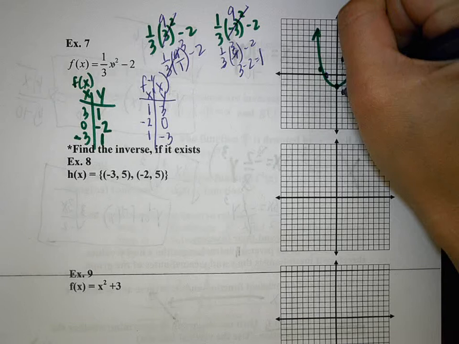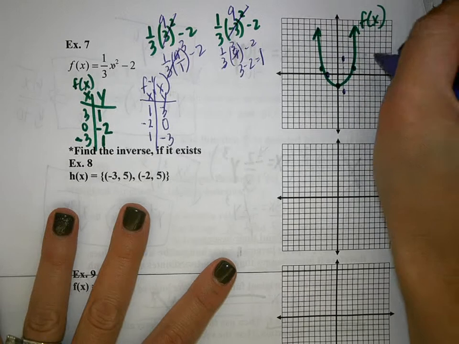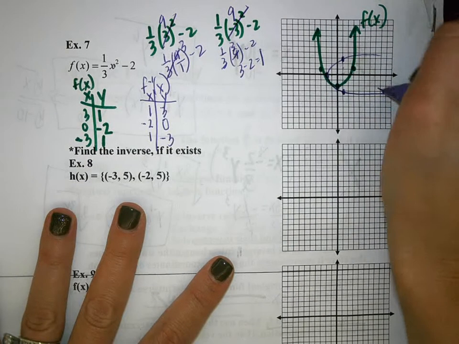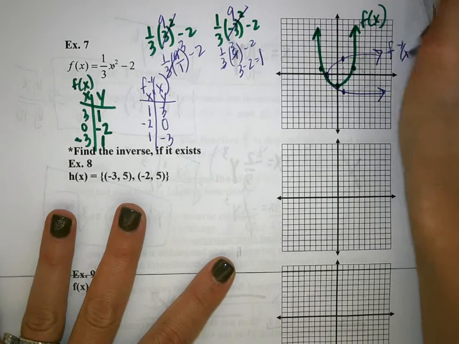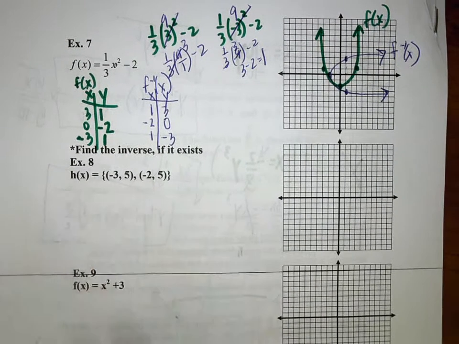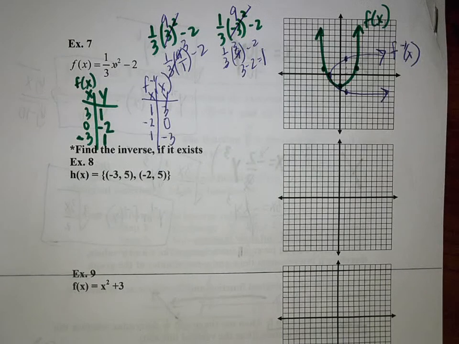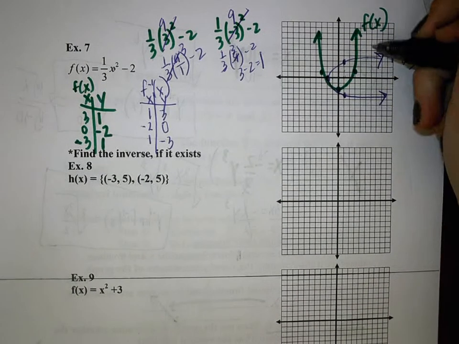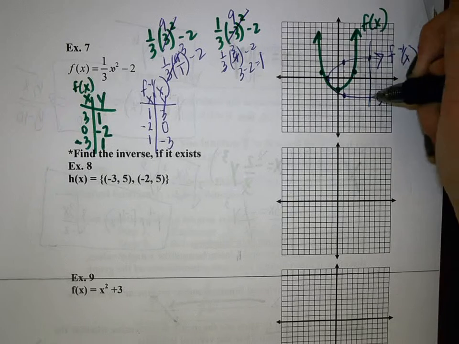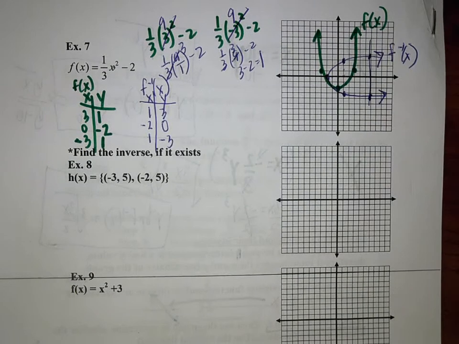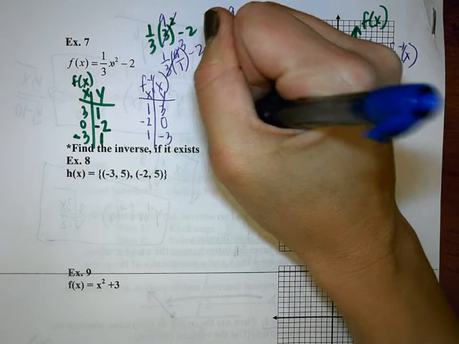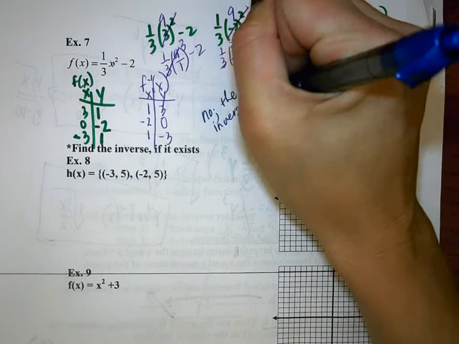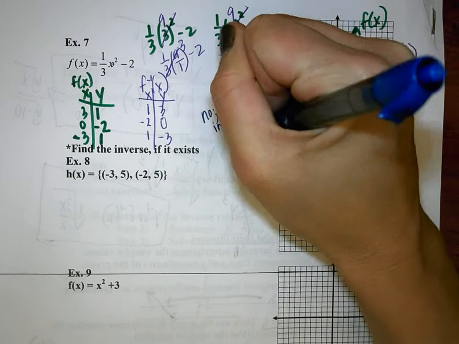So if you notice here, this ends up making a sideways parabola. And that's my f to the -1 of x. If you were to do the vertical line test on this one, notice that it would end up hitting 2 points. See that? So therefore, the inverse is not a function. So we are going to write no, the inverse is not a function.